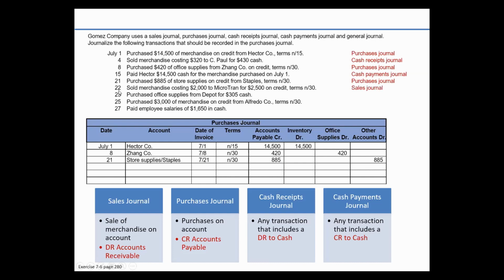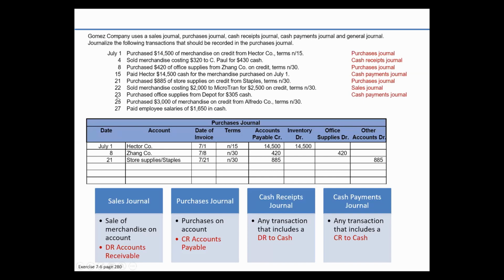And then on the 22nd, we sold merchandise costing $2,000 to Microtran for $2,500 on credit terms of net 30. Well, that is a sales transaction, so that would be in our sales journal.